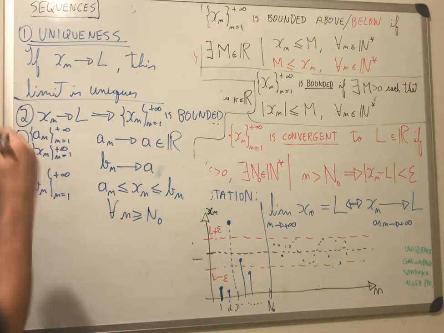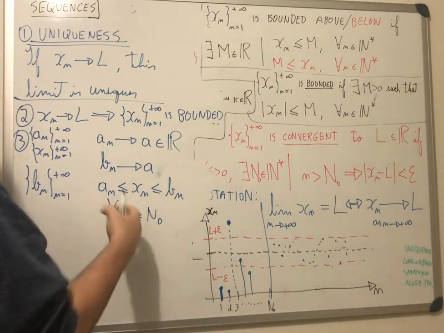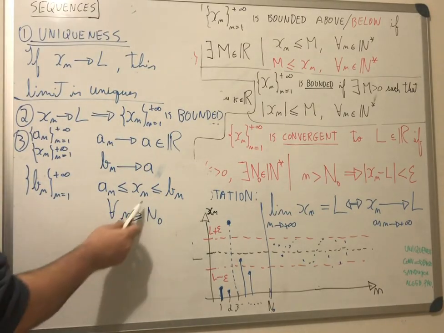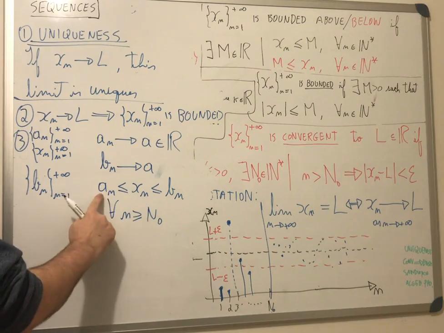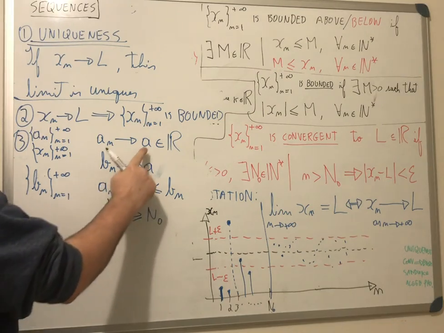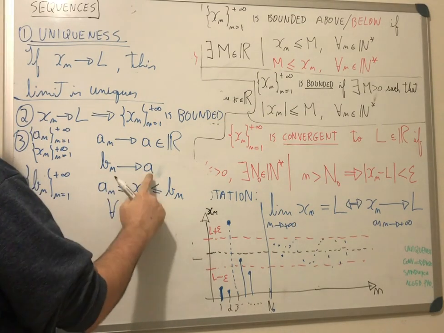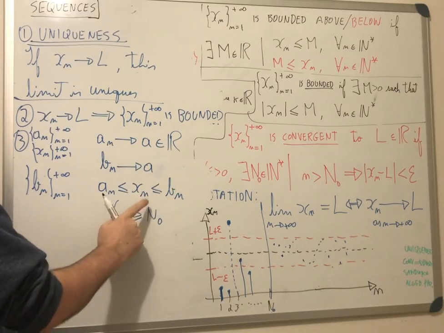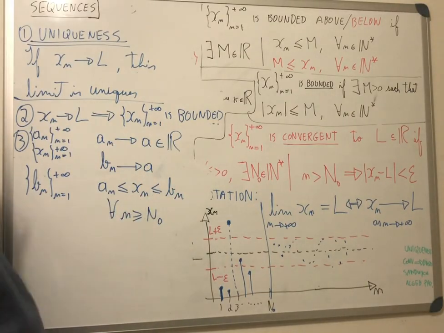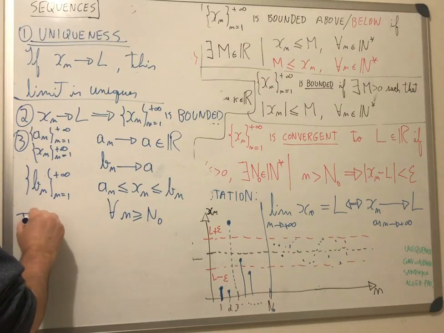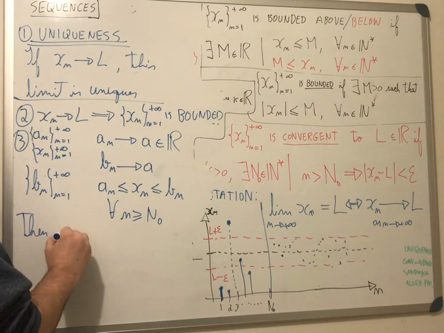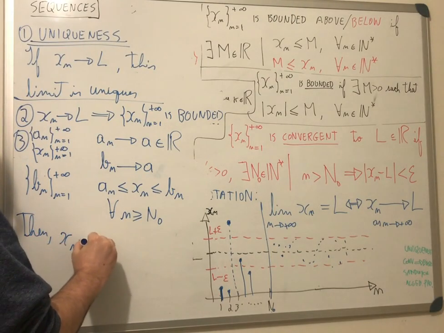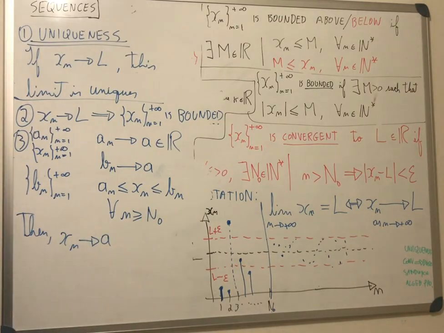Hope you got it. In this case, what's going to happen to xn? So the lower bound is converging to a, the upper bound is converging to the same value, so the middle will have to converge to the same value as well. Then xn will also converge to a. Okay, that's the sandwich property of converging sequences.